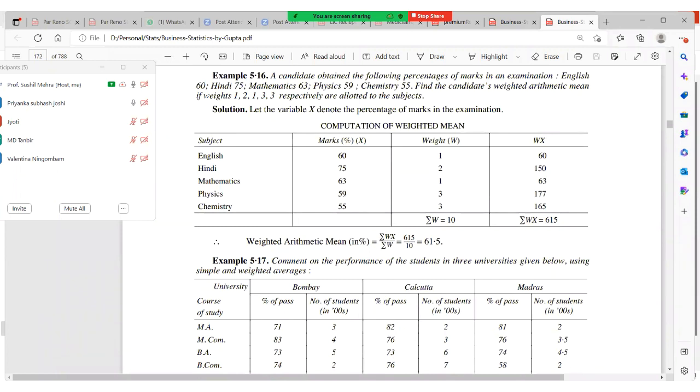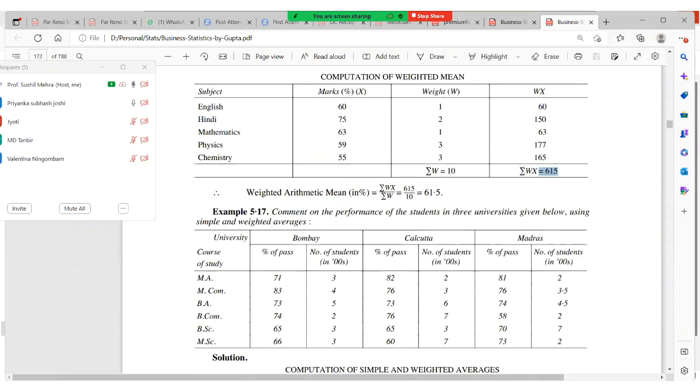A candidate obtained the following percentage of the marks in an examination: English, Hindi, and so on. Find the candidate's weighted arithmetic mean for the weights. These weights are given for these subjects: English 1, Hindi 2, mathematics 1, physics 3, and chemistry 3. Simply multiply W into X, and the total of WX divided by the total of W. We got this weighted mean, right?